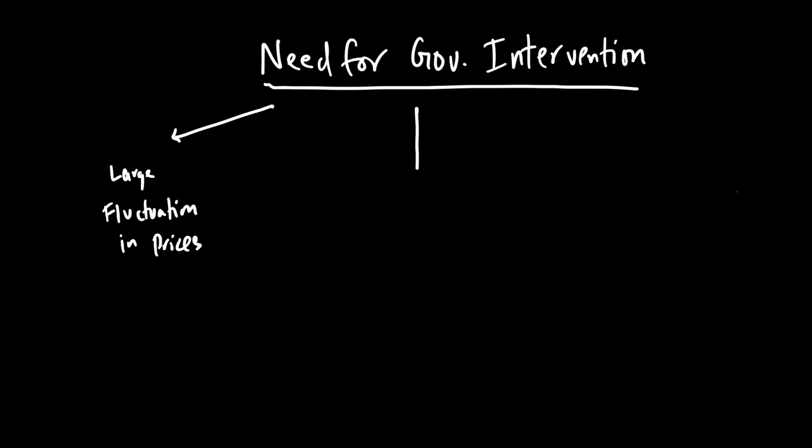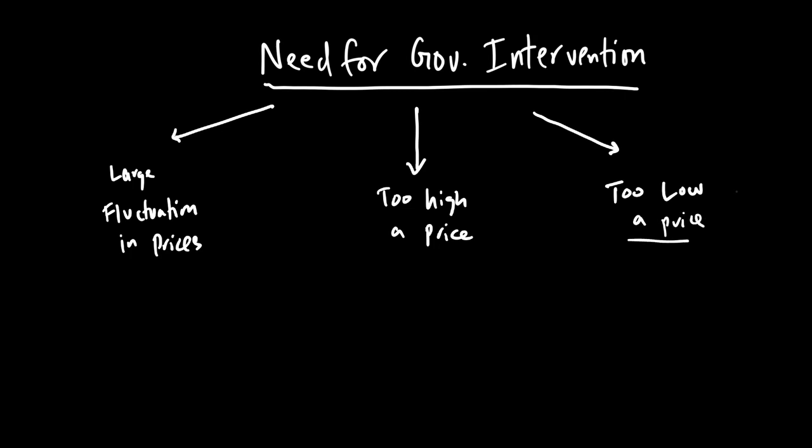The second need for intervention is when there is too high a price. If the price of a good is too high, we will want the government to intervene because that may result in some consumers being unhappy. And lastly, we'll want the government to intervene when the price is too low. So these are the three reasons why the government needs to intervene. Let's focus on the first one.